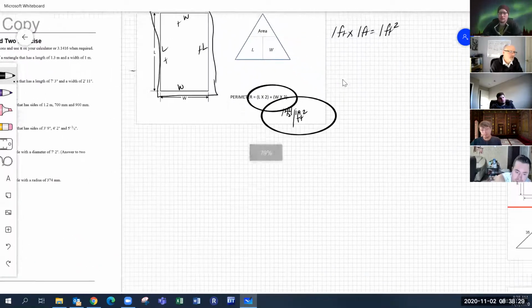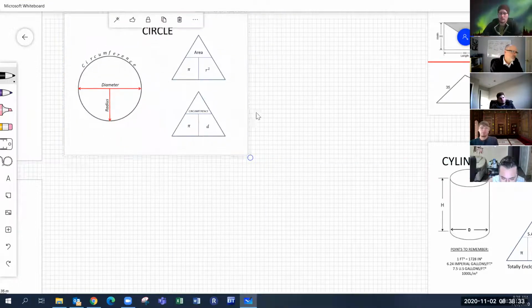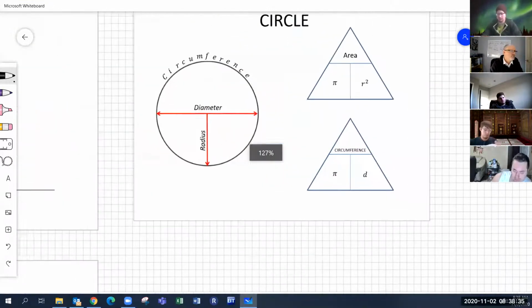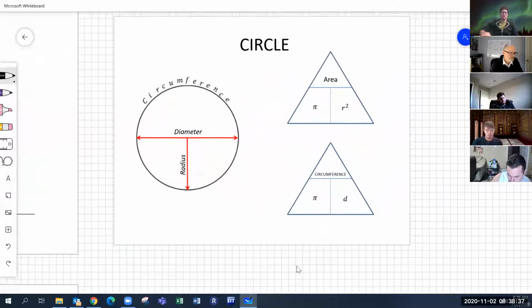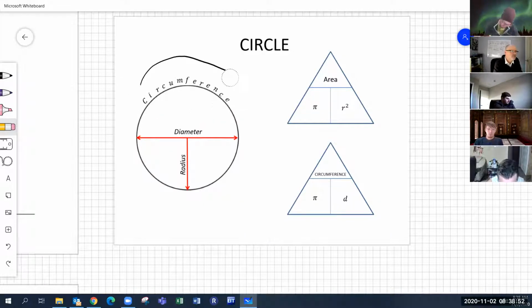Excellent. I want to now go into a circle. Now, this is really important for us. As plumbers and gas fitters, we talk about pipe a lot. This is really important: the circumference of a circle right here is basically the perimeter. It's just a different word that we're using for that. So the perimeter of a circle is the circumference.